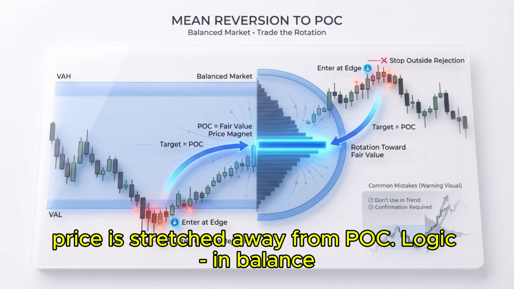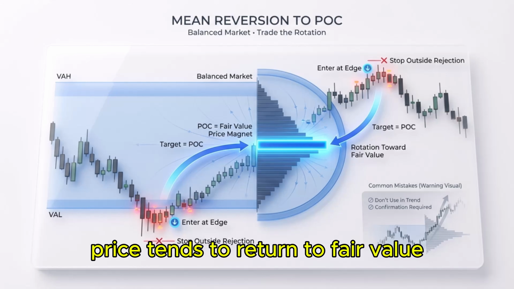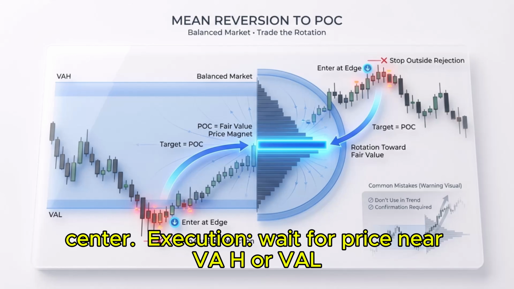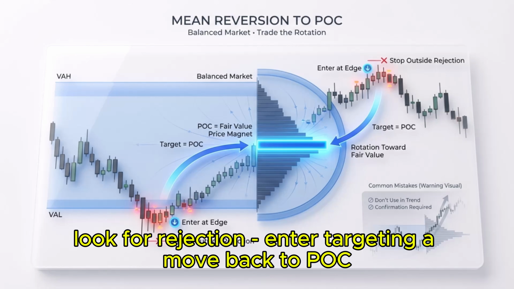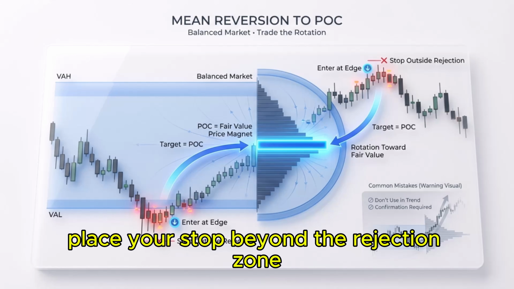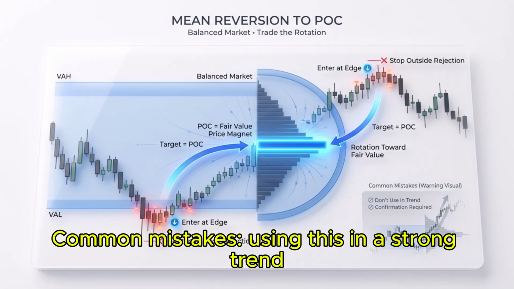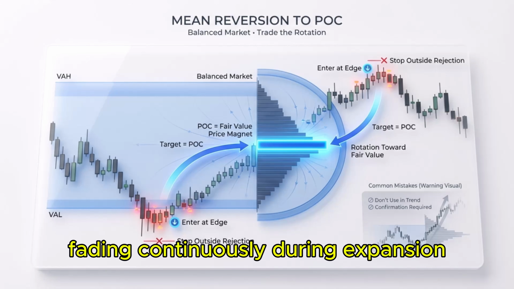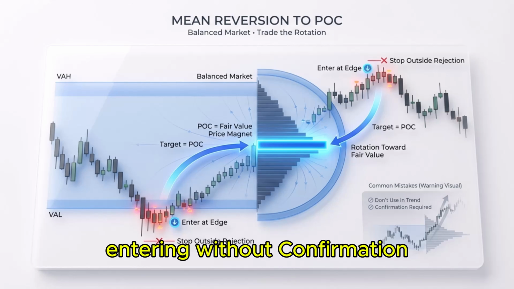Logic: in balance, price tends to return to fair value, and POC represents that center. Execution: wait for price near VAH or VAL. Look for rejection. Enter, targeting a move back to POC. Place your stop beyond the rejection zone. Common mistakes: using this in a strong trend, fading continuously during expansion, entering without confirmation.